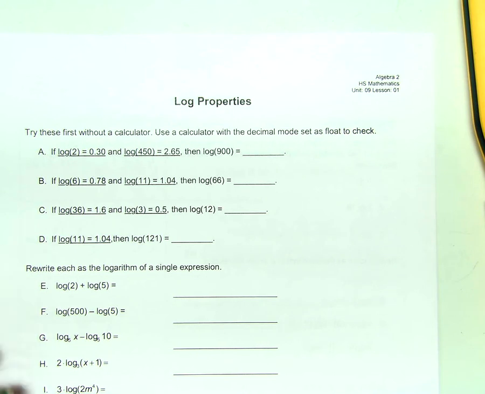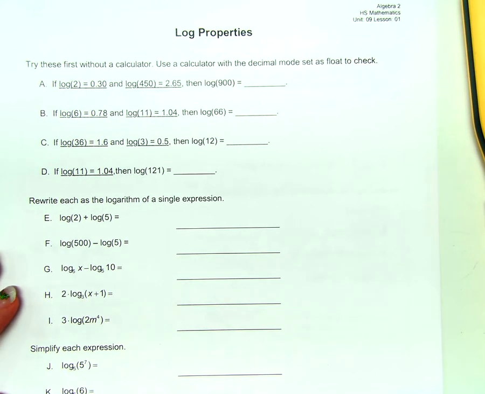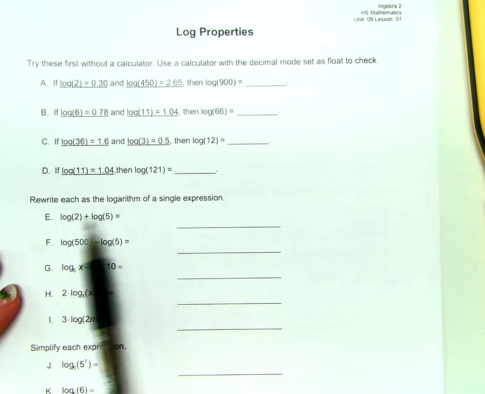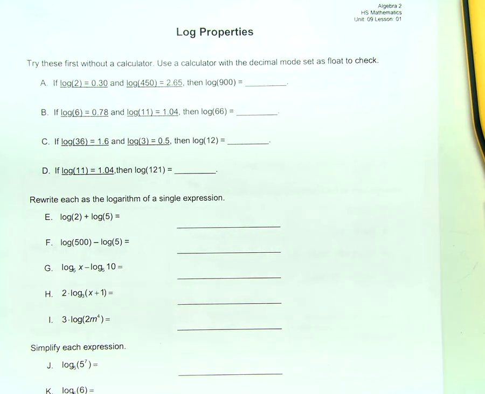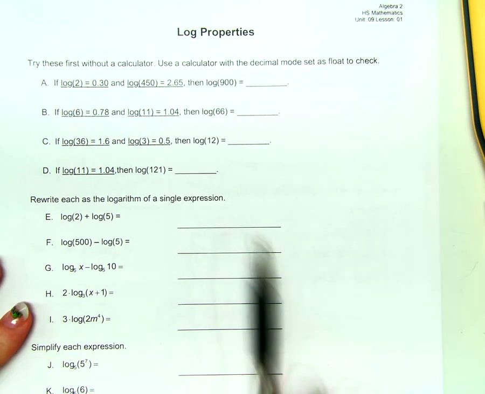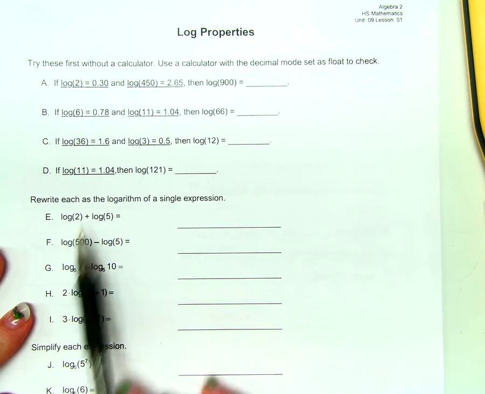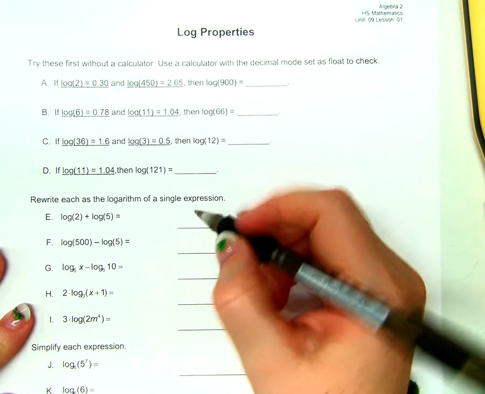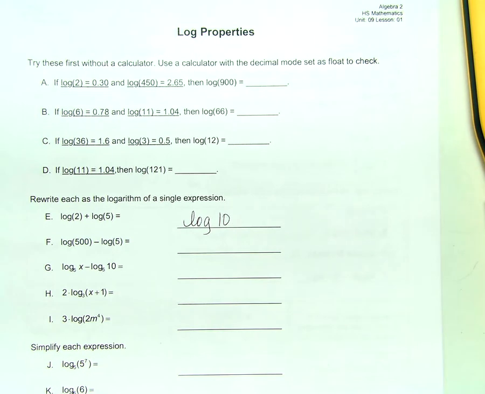Okay, so we're going to start right here at E. I would like you to rewrite this as just one expression. I only wanted to say log one time. Okay, so it's really kind of going backwards of what we just did, isn't it? So how am I going to rewrite this? If I'm adding logs, what am I really doing to their arguments? Ooh, multiplying. So this is really log of 10, right?